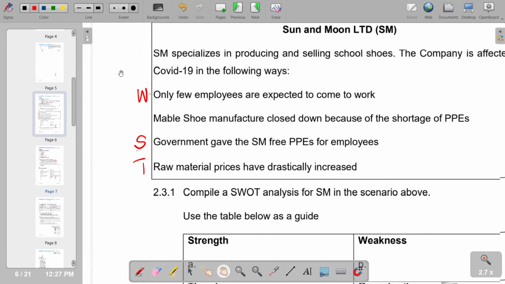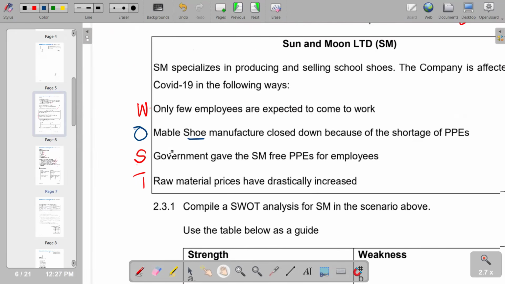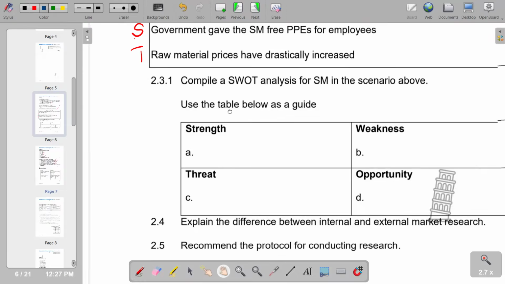We go to this part whereby it reads: Marble shoe manufacture closed down because of the shortage of PPEs. So this is a competitor which is closing down. So obviously, it's going to give the business a chance to win customers. So that becomes an opportunity. So this is what we have on the SWOT analysis.